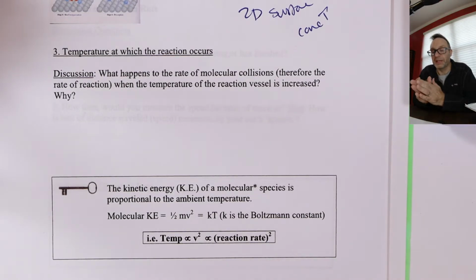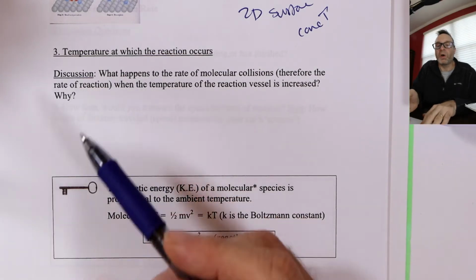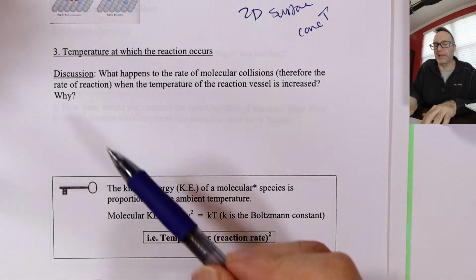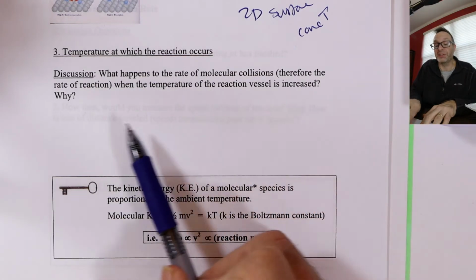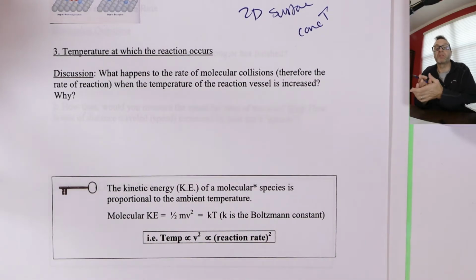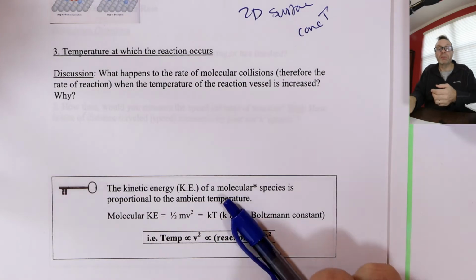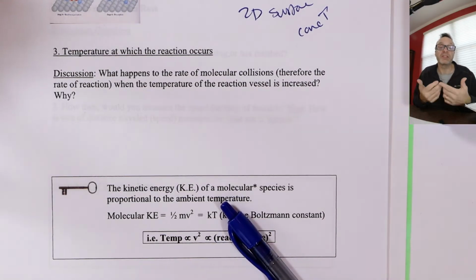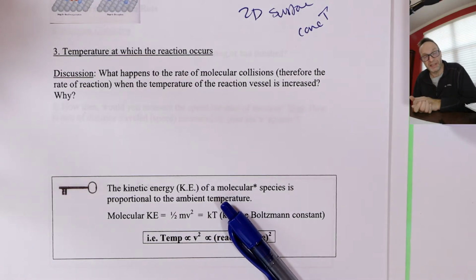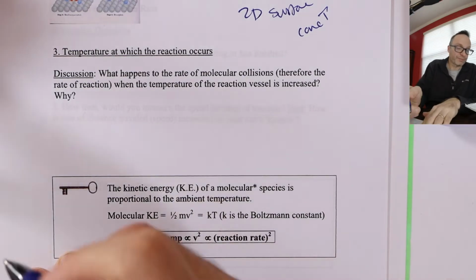So let's look at the temperature now. Why do things spoil when you leave them out of the fridge, right? Why does it happen so quick? What happens to the rate of molecular collisions, and therefore the rate of reaction, when the temperature goes up? Well, the temperature is really measuring what for a molecule? It's measuring its speed, right? So if the molecules are moving faster, they hit each other more often, okay? So speed is proportional to rate, and temperature is related to speed. All right, so let's write that down.